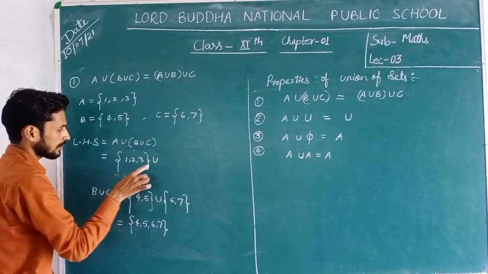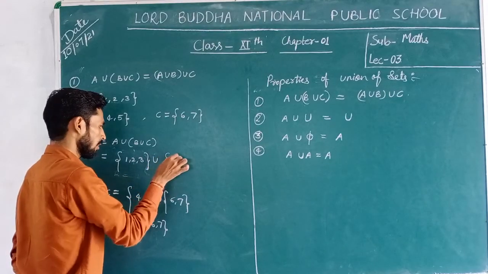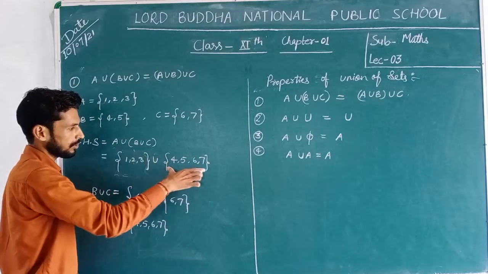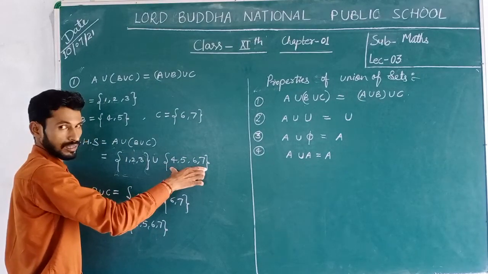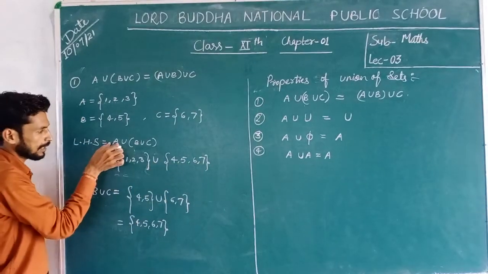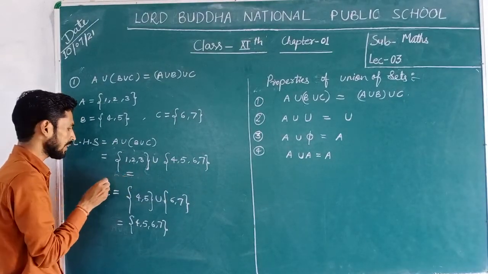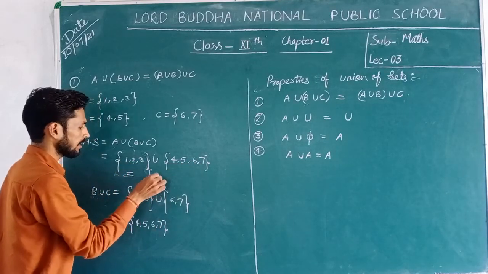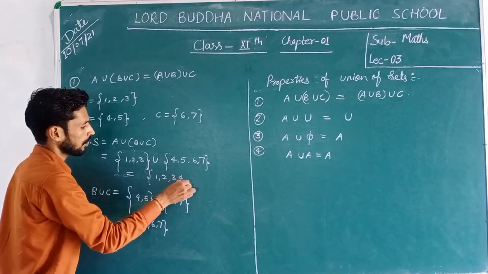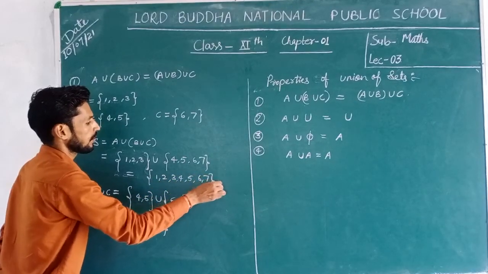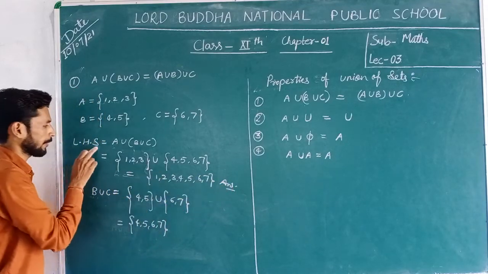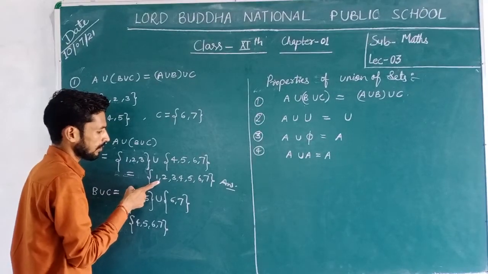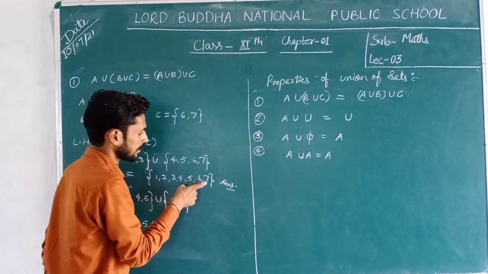Write the value of B union C here. So it will be 4, 5, 6, 7. In place of B union C these elements are written, and in place of set A, this. So the answer is 1, 2, 3, 4, 5, 6, 7. This is the answer for the left hand side. So the left hand side contains the elements 1, 2, 3, 4, 5, 6 and 7.